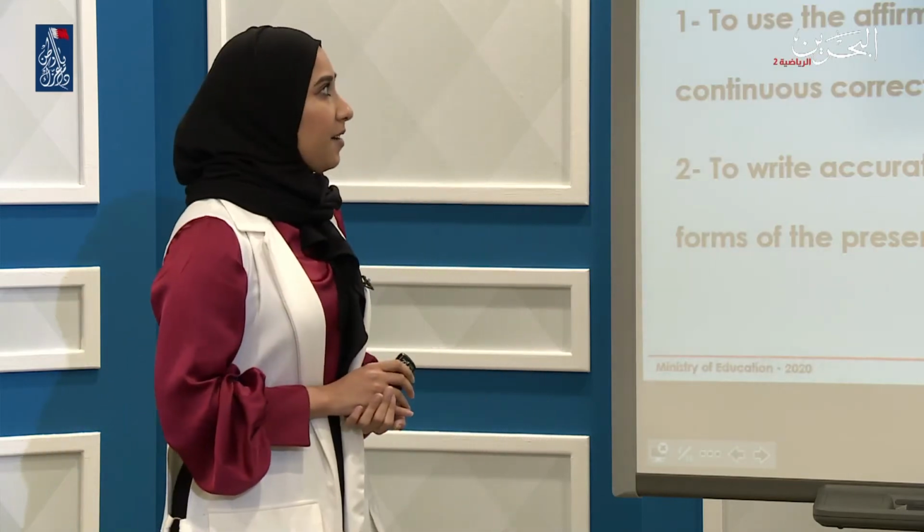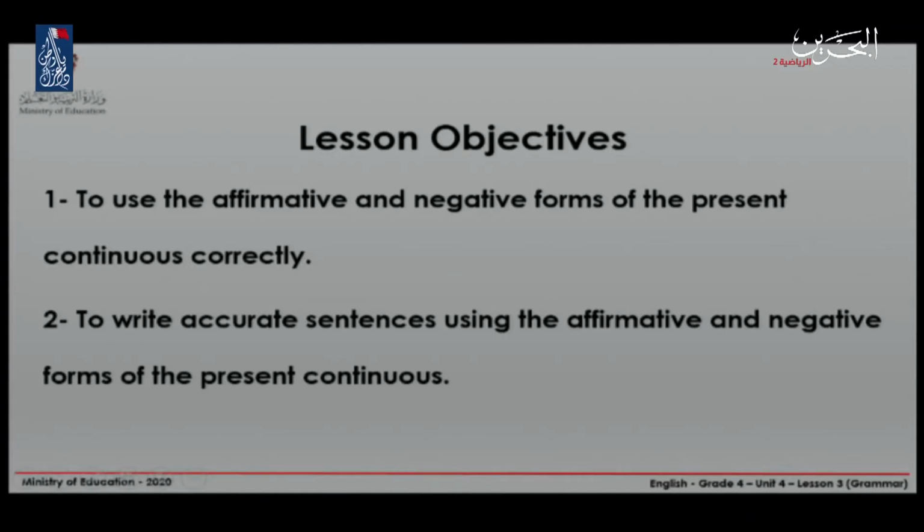Before we start our lesson, you will need your mini board and a marker or a piece of paper and a pencil. Here are today's lesson objectives. By the end of today's lesson, you are going to be able to use the affirmative and negative forms of the present continuous correctly and write accurate sentences using the affirmative and negative forms of the present continuous.